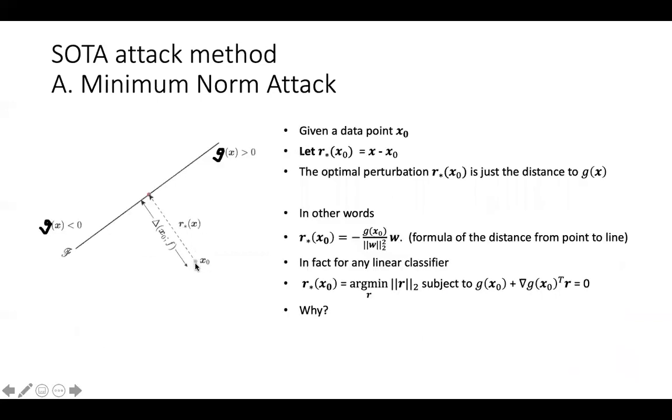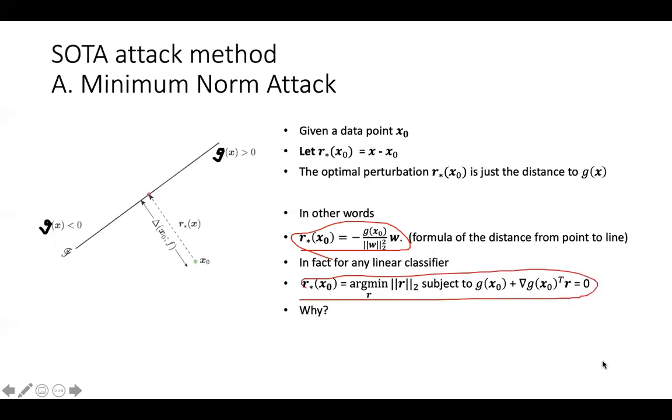Now, given the point x0, it's not hard to see that the optimal perturbation r is just the distance to the classification boundary, right? So in other words, r(x0) is defined in this formula. This is just the formula of the distance from a point to a line. So in fact, for any linear classifier, r(x) can be solved by this optimization problem.